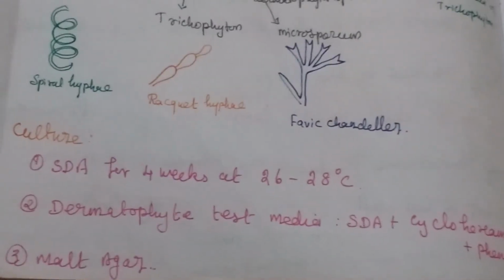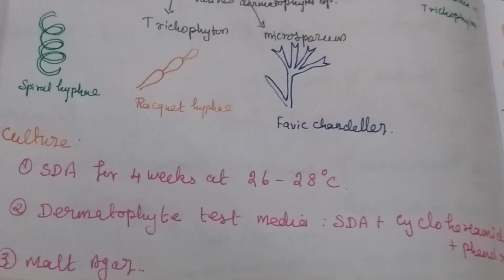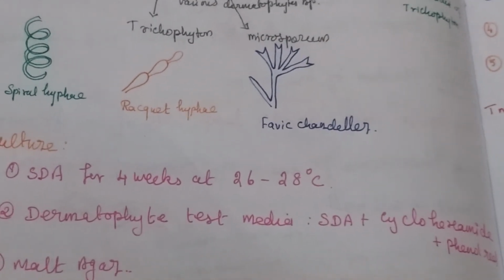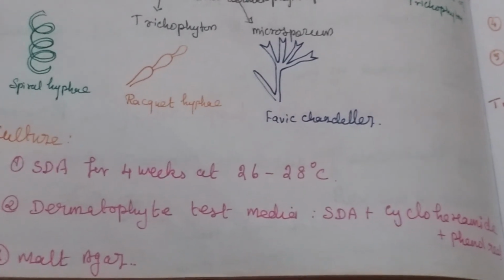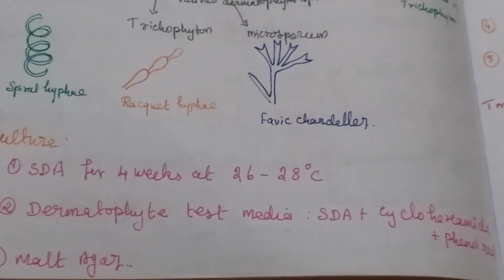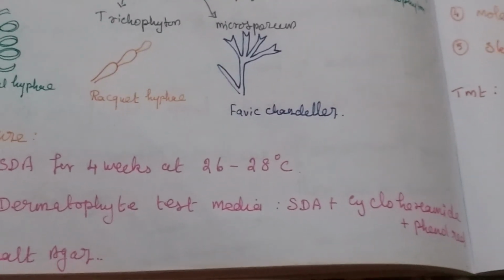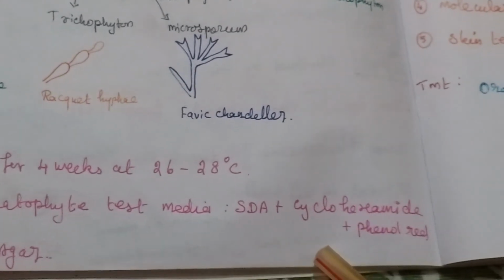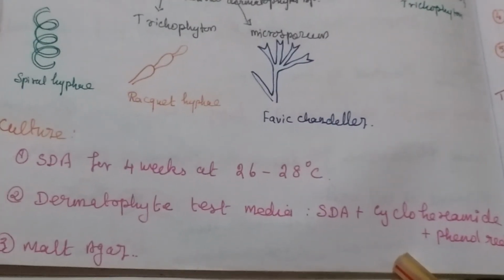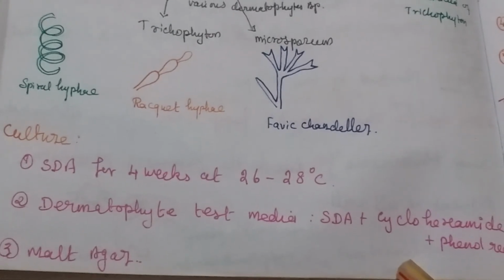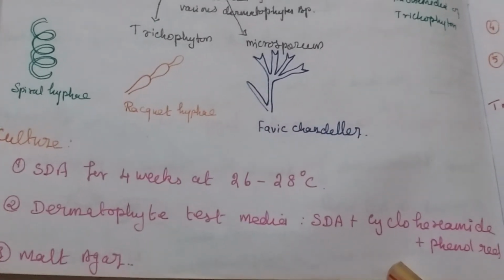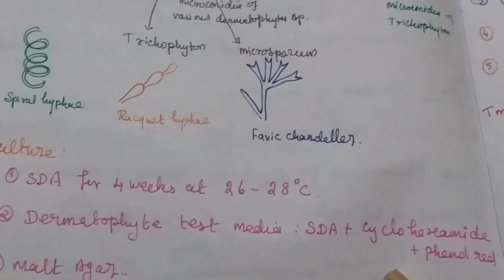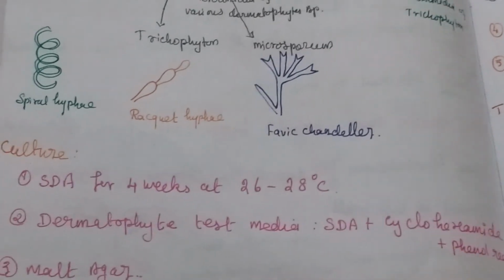Here we are using Sabouraud dextrose agar medium. Incubation period is 4 weeks at 26 to 28 degrees Celsius, normal room temperature. Then we are using one more medium, dermatophyte test medium. That medium contains Sabouraud dextrose agar, cycloheximide and phenol red. Then malt agar. So the media we are using are Sabouraud dextrose agar, dermatophyte test medium and malt agar. All the media are incubated for 4 weeks at 26 to 28 degrees Celsius.